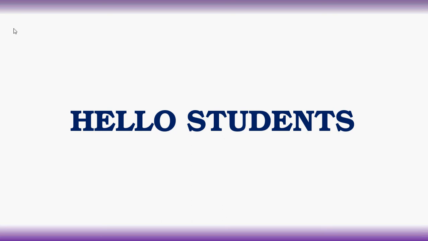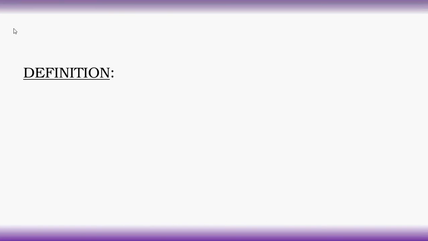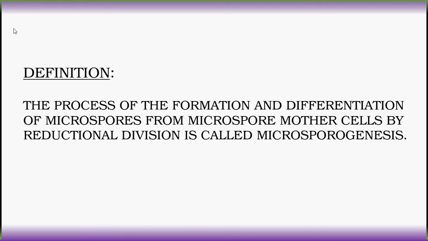Hello students, today we are going to discuss one more concept from sexual reproduction in angiosperms. The concept is microsporogenesis. Let's see the definition of microsporogenesis. The process of the formation and differentiation of microspores or pollen grains from microspore mother cells by reductional division is called microsporogenesis. So once recollect the structure of the microsporangium.